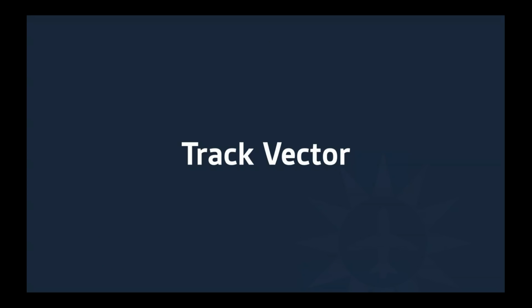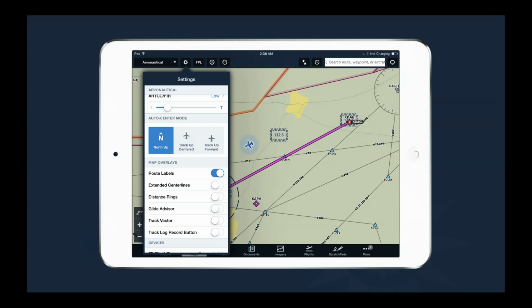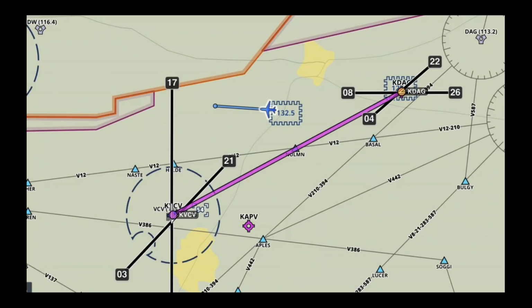Another feature I'd like to talk about is track vector. The track vector functionality basically shows you where your aircraft is trending, where it's going to be in the future. And that's in the settings menu, again, at the bottom, track vector. And when you turn track vector on, it's going to show you what we call a little worm, which is basically just a vector. And in this case, I'm turning right, and ForeFlight's detecting that, so it sees I'm turning right. Now I'm turning back left, and the track vector shows a left turn now.